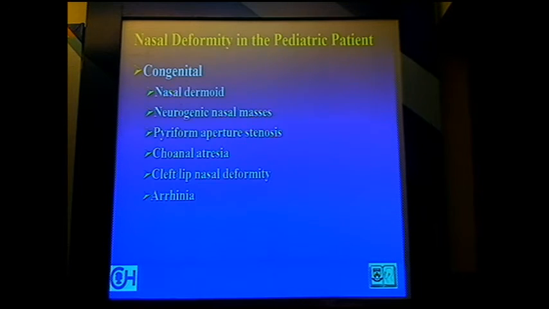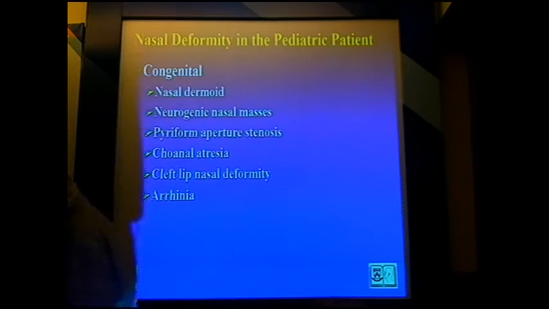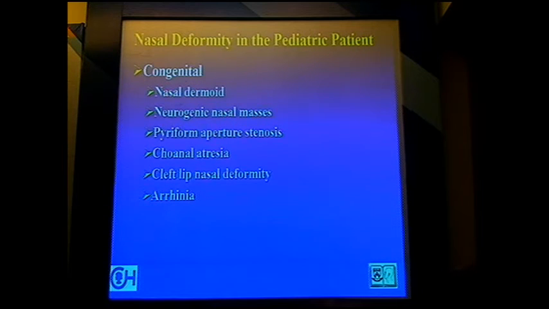We can split up nasal deformities into congenital, iatrogenic, or acquired deformities. And I'm really only going to talk about congenital deformities today, not acquired. Some of the more common things are nasal dermoids, neurogenic nasal masses, piriform aperture stenosis, polyrhinia, cleft lip nasal deformities, and microrhinia.